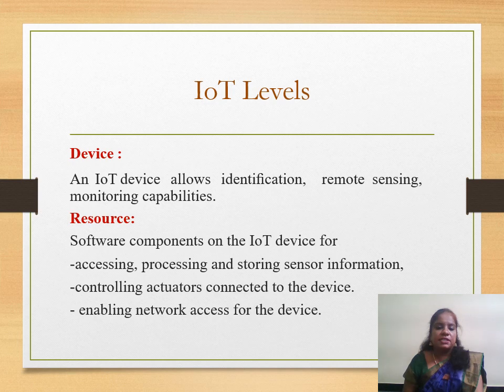Before discussing the levels of IoT devices, let us discuss the components present in any IoT system. The first component in an IoT system is a device, which allows identification, remote sensing and monitoring capabilities. Next is a resource, which is a software resource used for storing, processing, and accessing sensor information. It is also used to control the actuators connected to the device.